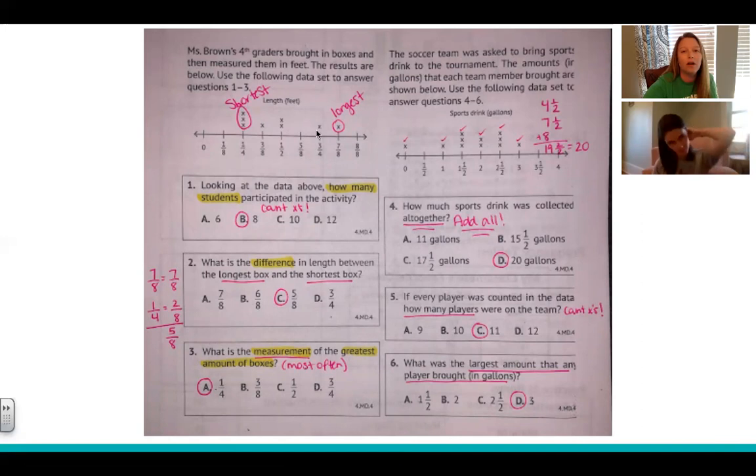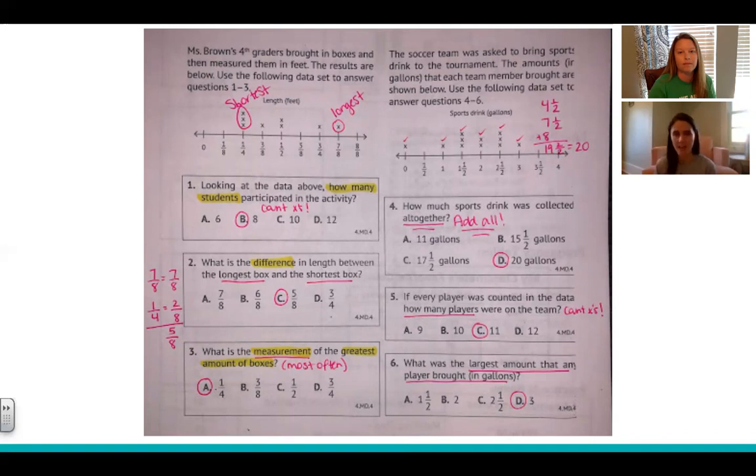1/4 feet long, and then the largest one is 7/8 of a foot long. So then the questions go with that. Number 1, looking at the data above, how many students participated in the activity? Like Mrs. Moore said earlier, all I have to do is count the X's. The number of X's represents the total number of people that were asked the question or that had boxes. So that answer would be B, 8 people.